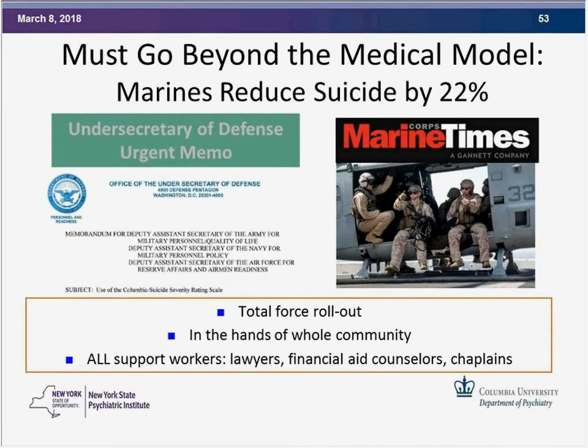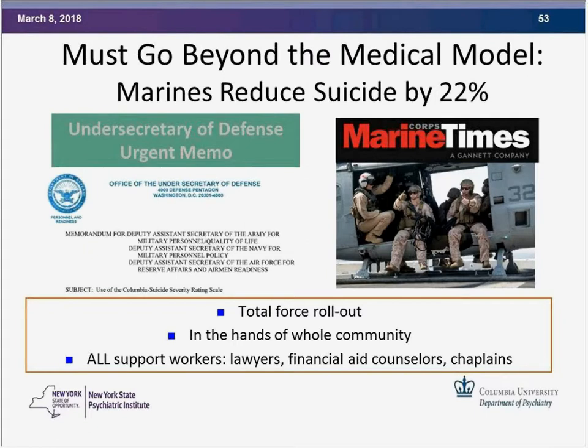And when the Marines were the first ones to do that, they embraced the CSSRS for screening and rolled it out across all of their military bases. This was about 6 or 7 years ago now. And when they did that, they didn't train their mental health staff how to use it. They trained their financial aid counselors, they trained their chaplains, and they trained their lawyers and paralegals, because the number one precipitating event now before a Marine suicide is having a legal problem.